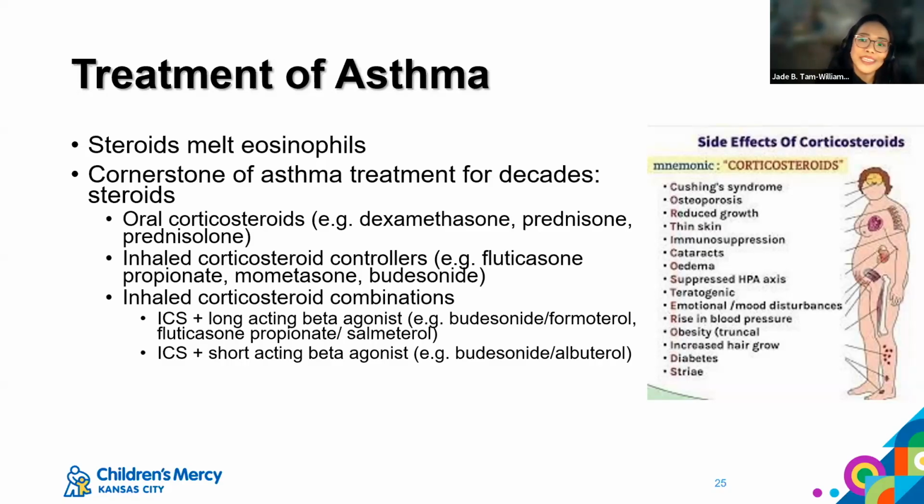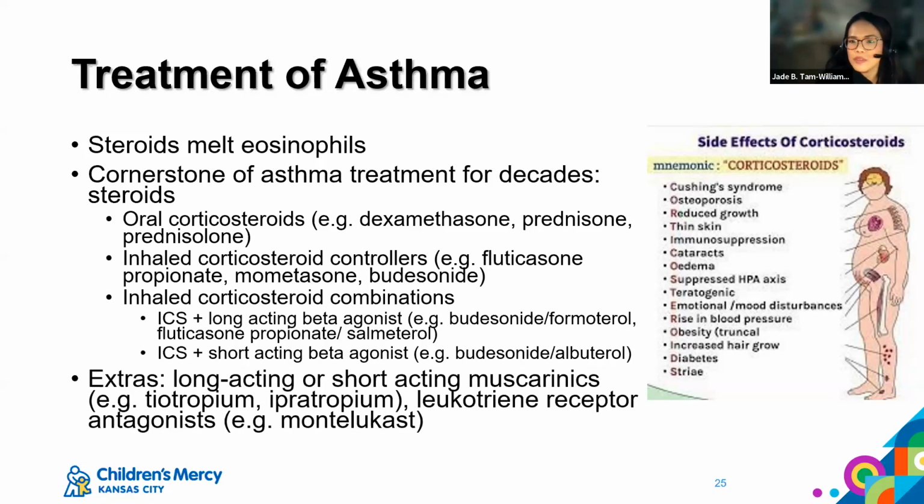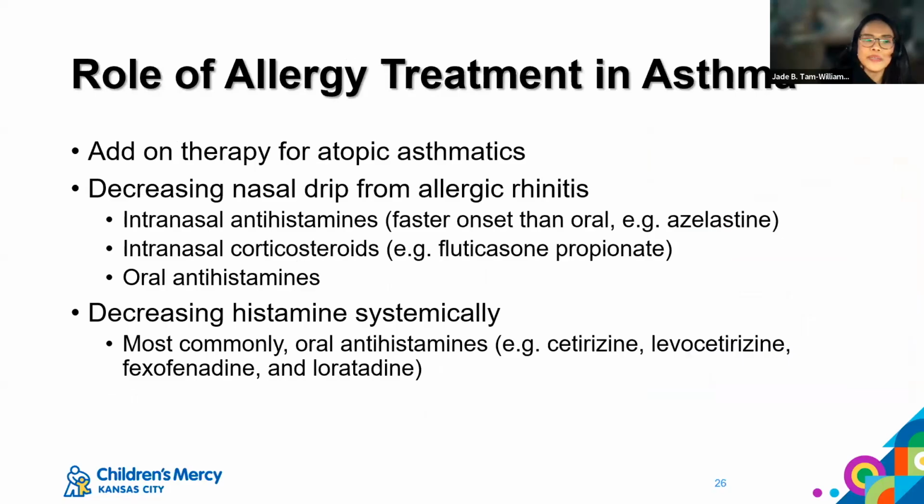And now we're getting even fancier, with a combination of inhaled corticosteroid with a regular albuterol, and you're going to start seeing those come to the market. Other ways that we've treated asthma that are non-allergic include what we call our muscarinics, our tiotropiums, our ipratropiums, and then our leukotriene antagonists, or our pills, of which montelukast is the most common one that you're going to hear about. So, what about the role of allergy treatment in asthma?